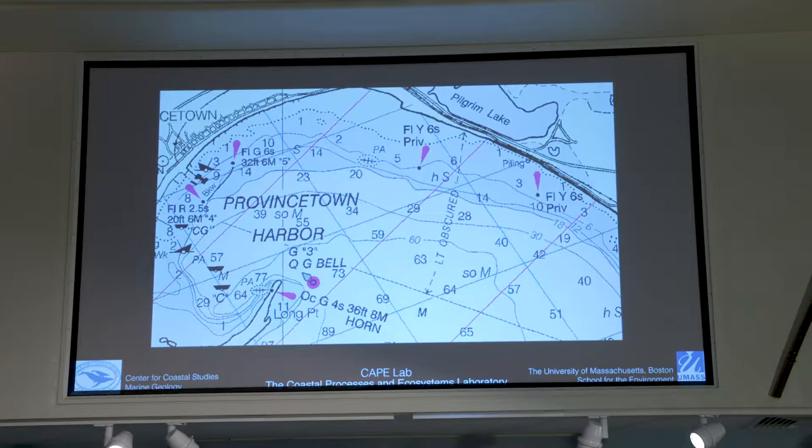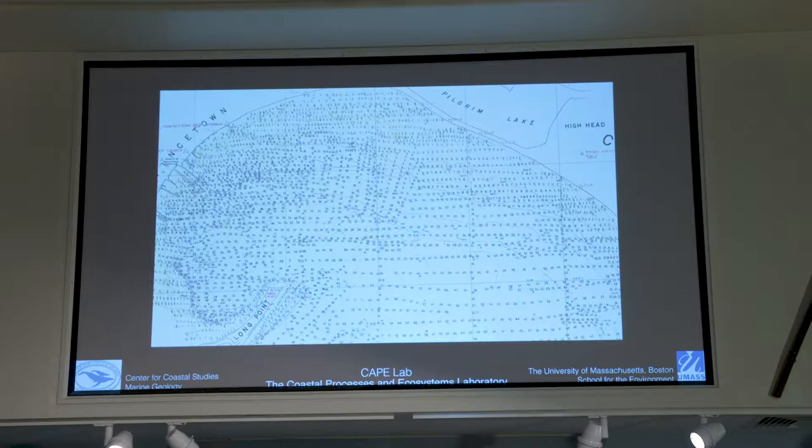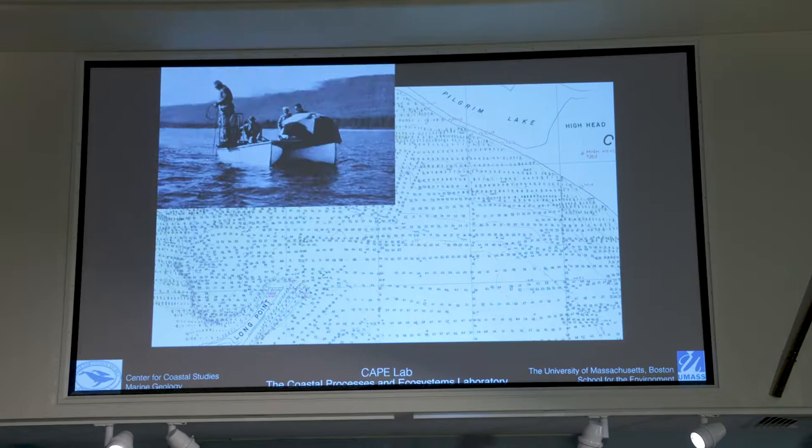This is a nautical chart in Provincetown Harbor. This is the original data that they made the chart with. The nautical chart in Provincetown Harbor has data from 1933. It hadn't changed all that much in certain areas, right? These data were collected by a lead line. It's part of the WPA project. They just put guys to work, and they went out and did these lead line surveys. They just dropped the lead line down and recorded it.